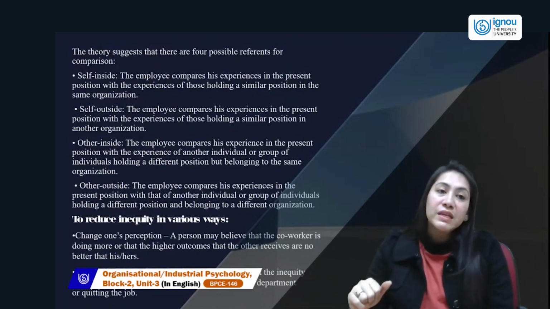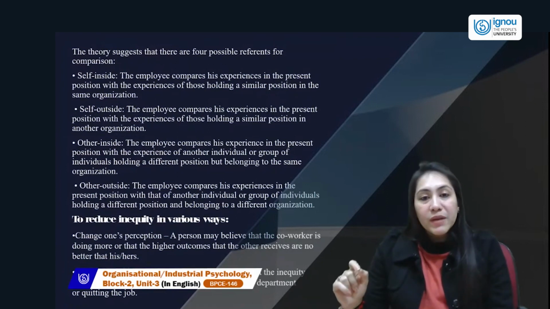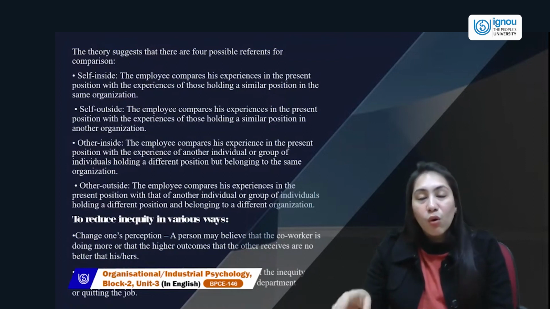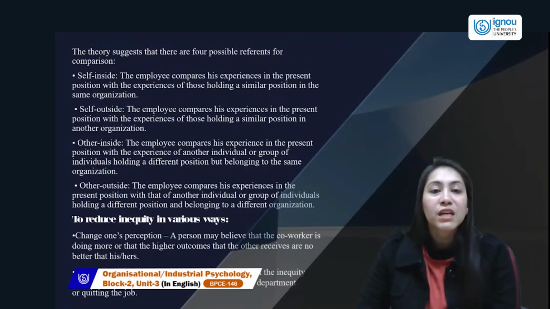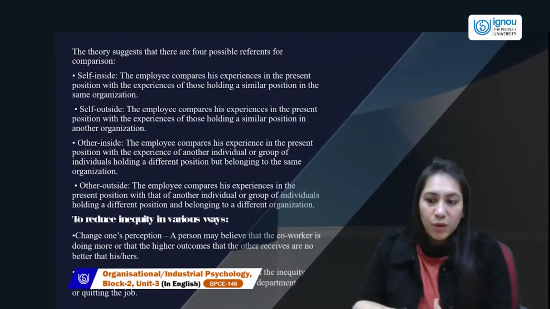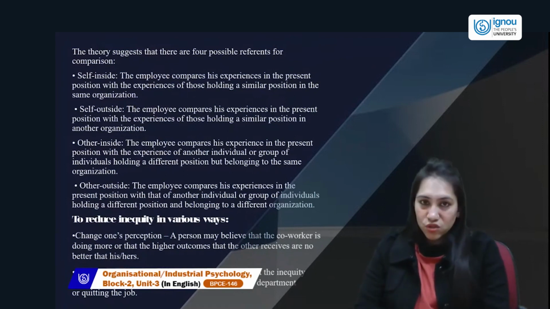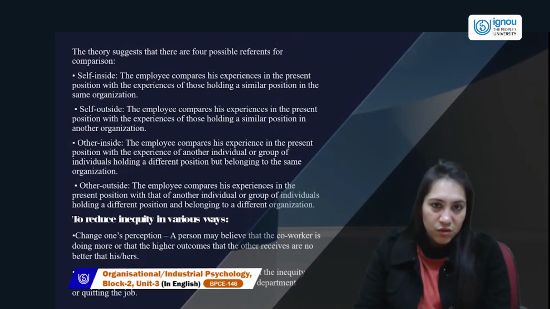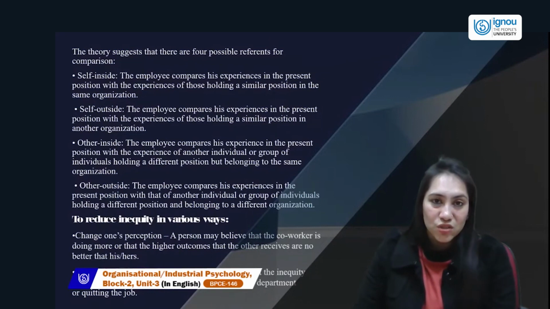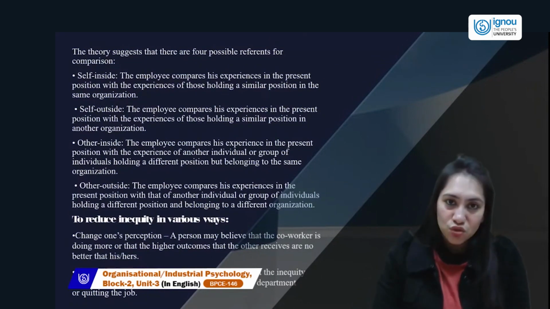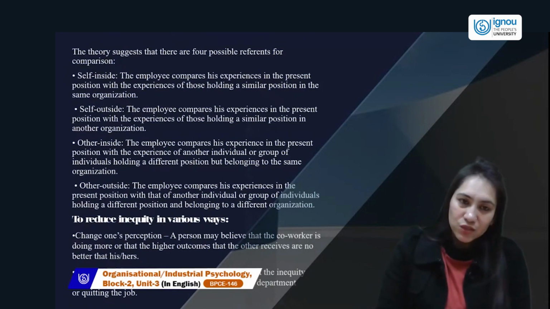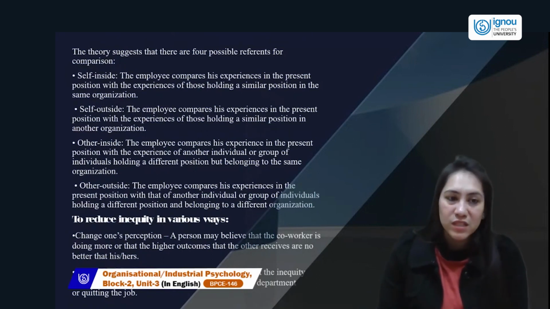Then there is other inside. The employee compares his experience in the present position with the experience of another individual or group of individuals holding a different position in the same organization. So probably you're a manager and you compare yourself with a junior manager, and later probably you compare yourself with a senior manager. So it's other inside, that means not the same position but the same company. You tend to compare your levels of equity there.